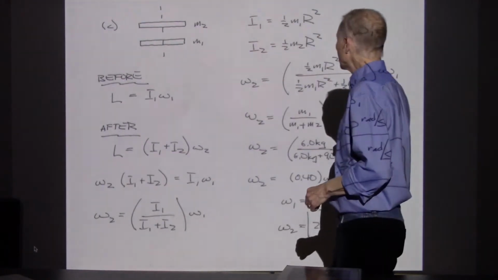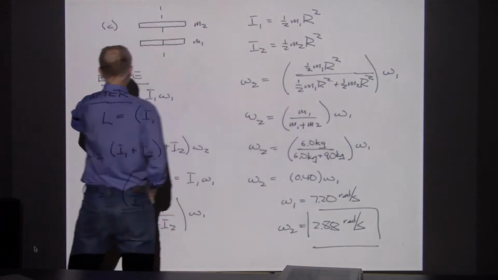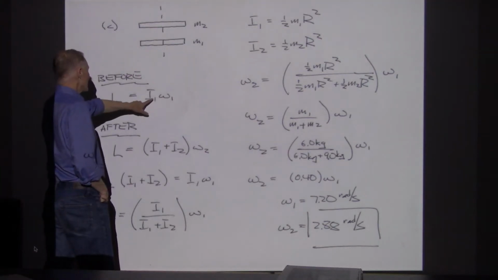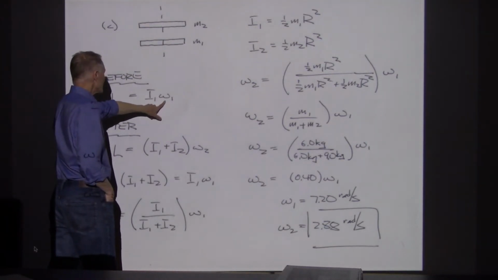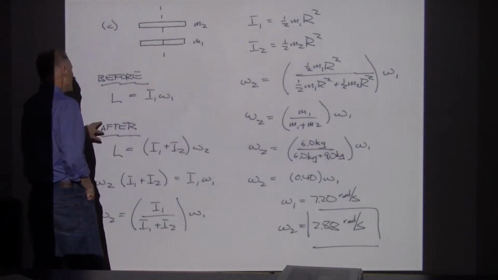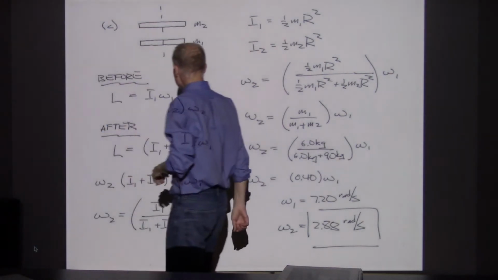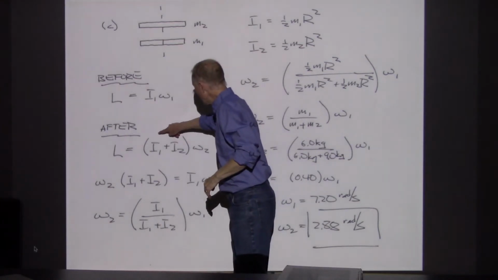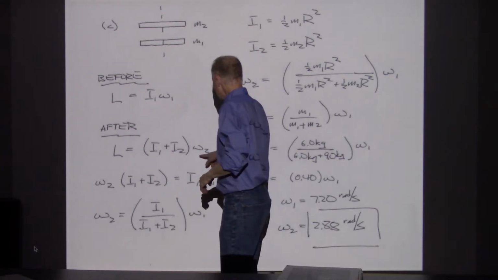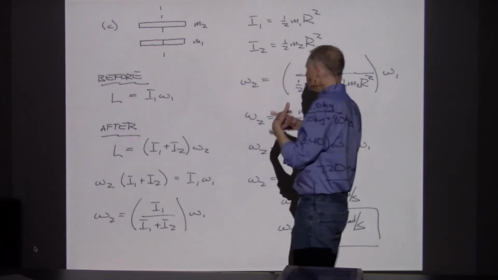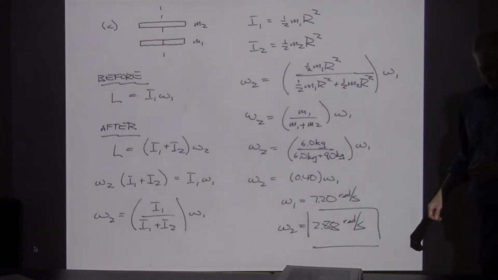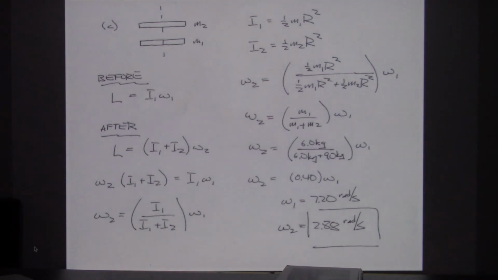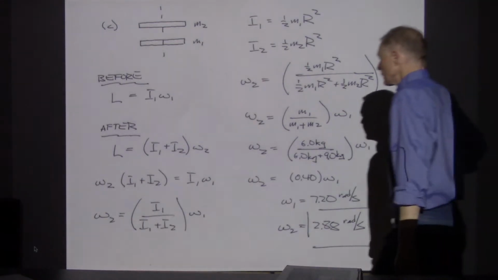Okay, so here we are in part C. Before, there's just one of these cylinders, and it's got this rotational inertia and this angular velocity. But after the two cylinders come into contact with each other, I've got to take into account I1 plus I2 times omega 2. So now they're both spinning at a rotational velocity of omega 2, but the rotational inertias I'm going to have to add together. So again, it's basically an inelastic collision that has taken place.